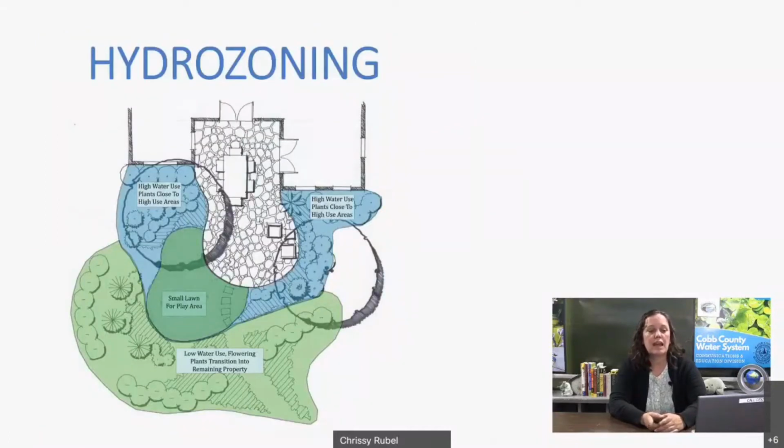Hydrozoning. What is hydrozoning? Hopefully your landscape is hydrozoned properly. Hydrozoning is simply grouping your plants together in regards to watering needs, sun exposure, type of soil, all the things that those plants need. And sometimes you need to think about where a plant will grow best in your yard and not necessarily where it's going to look the best.